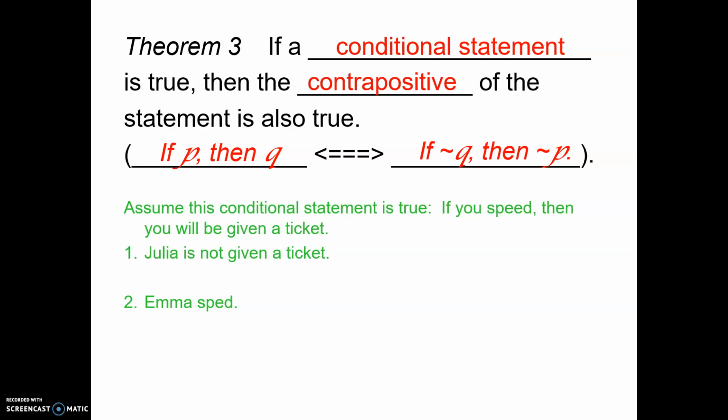Assume that the conditional statement is true. You speed, then you'll be given a ticket. Julia's not given a ticket. Okay? So we've been given the information of not Q. Can we draw a conclusion? Well, I can conclude that if P, so if I know P, I can conclude Q. But since the conditional and contrapositive are both true at the same time, if I'm given not Q, I can also conclude not P. The conditional statement had P being speeding and Q, the result, being given a ticket. Julia is not given a ticket.